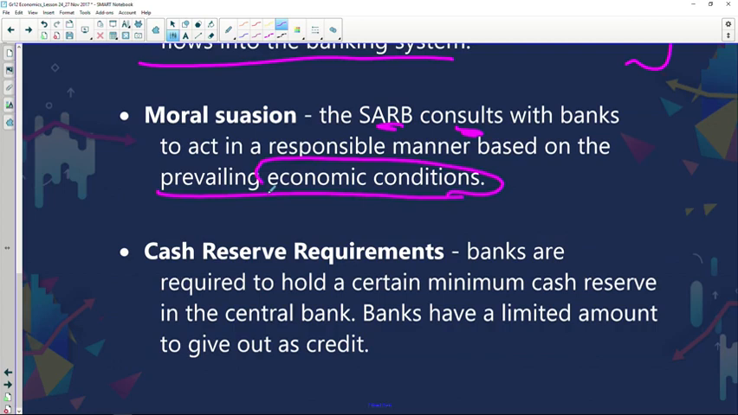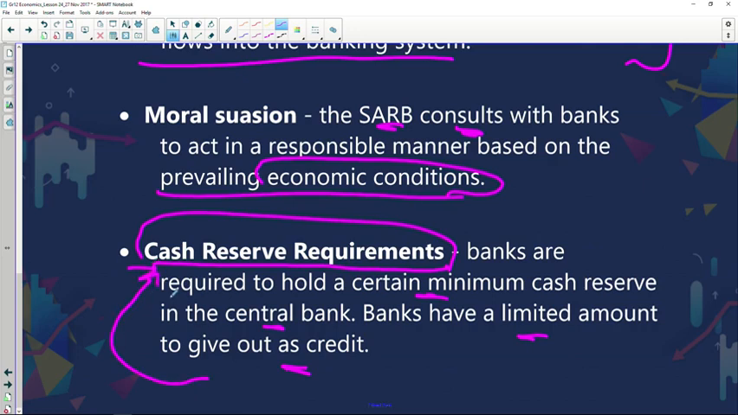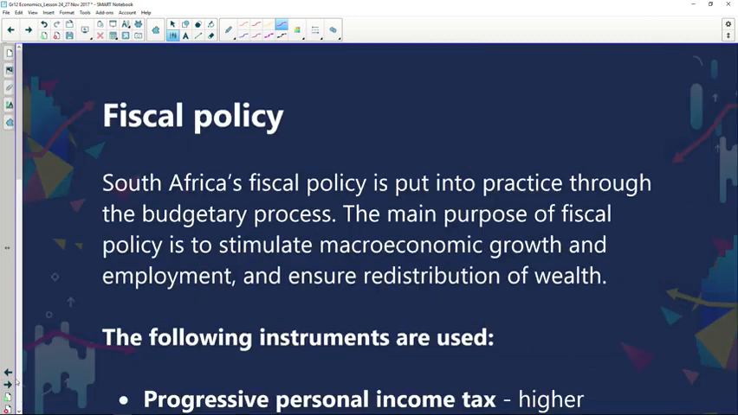And then another option that they can use is the cash reserve requirements. So banks are required to hold a certain minimum cash reserve in the central bank. Banks have a limited amount to give out as credit, okay? So banks keep a reserve. So you can feel a bit more relief knowing that, should banks experience any difficulty in terms of cash flow, they will be able to access the reserves that they've been keeping with the Reserve Bank. So it's actually a legal requirement that banks keep a minimum cash reserve in the central bank so that they can access this money should they be facing any economic challenges or difficulties. They know they've got a backup that has been stashed in the South African Reserve Bank.